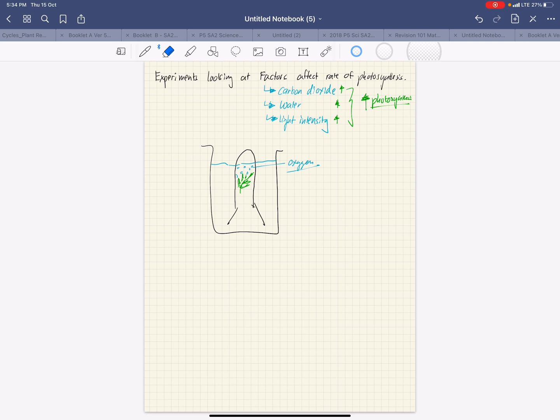Literally, you can do this experiment. They can have a lamp, and then they tell you that this is a lamp, and I can change the distance. Obviously, the smaller the distance over here, the higher the light intensity, so the faster the rate of photosynthesis and the more bubbles you should be seeing.